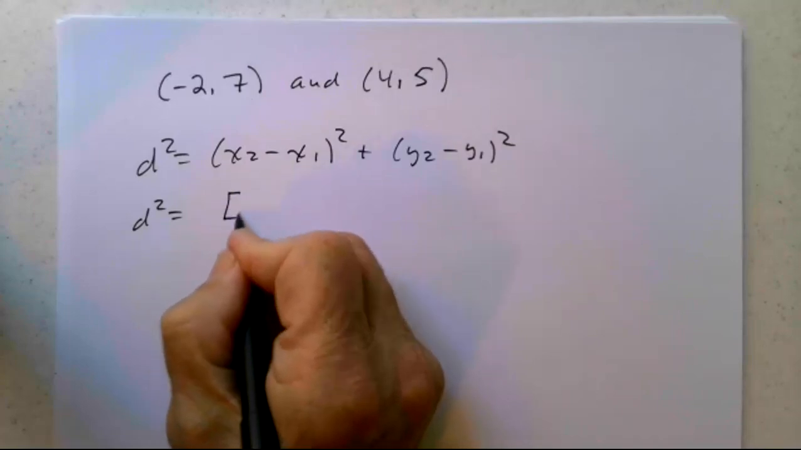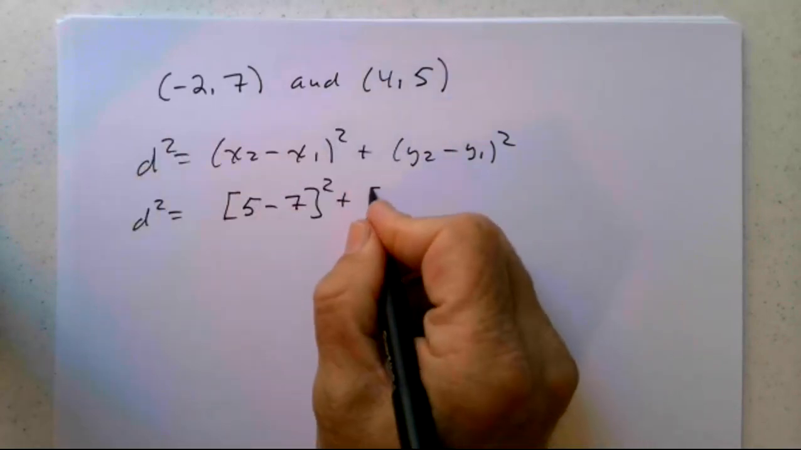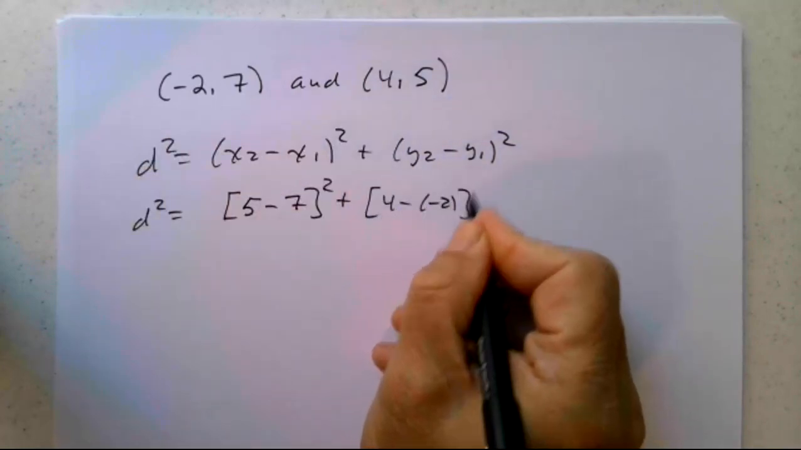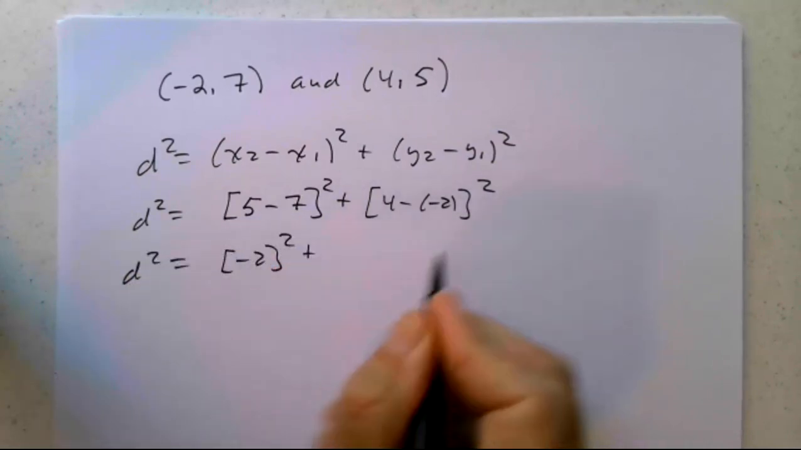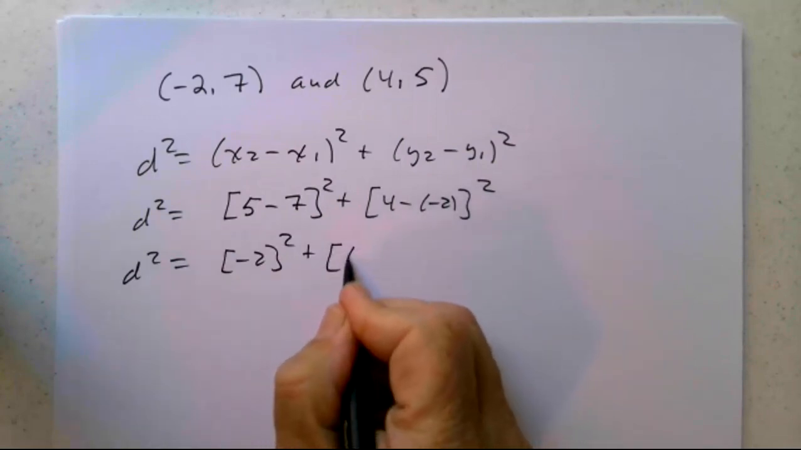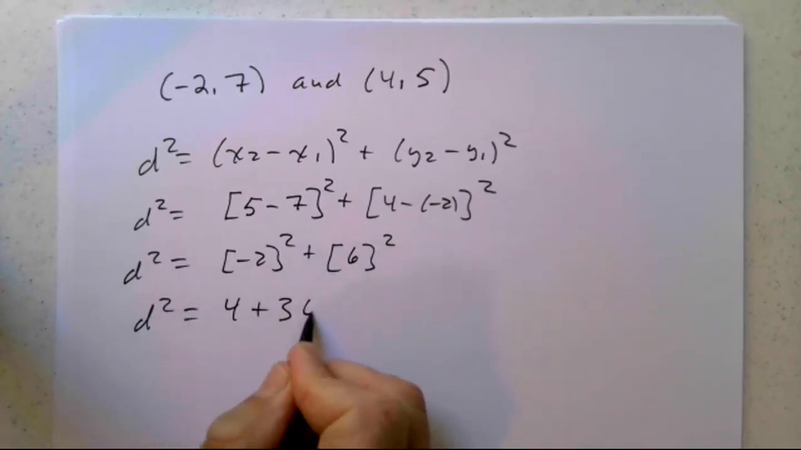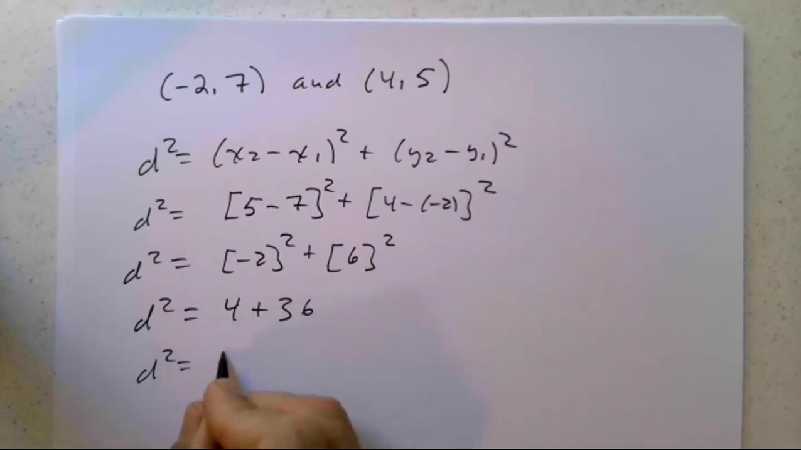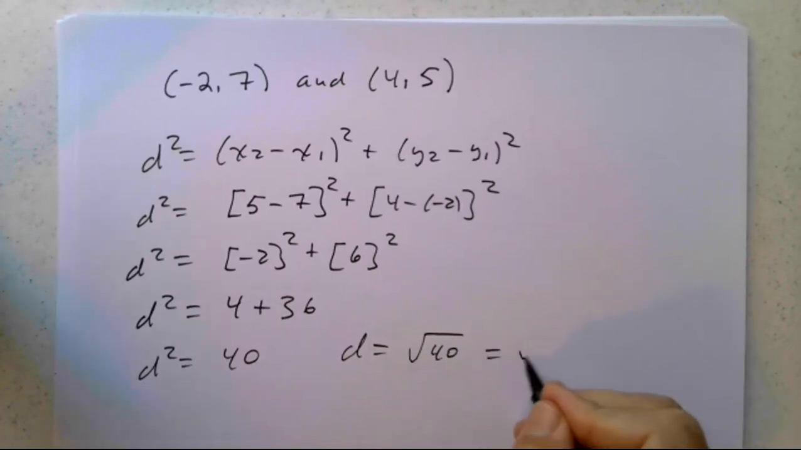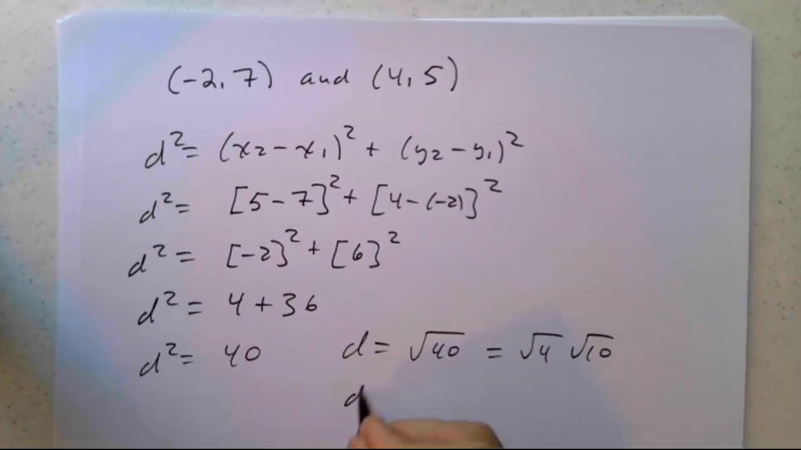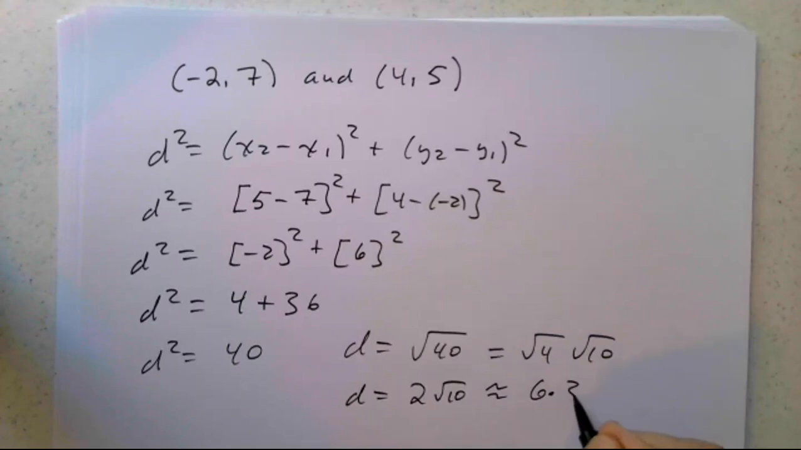Taking 5 minus 7 squared, that's your change in y squared, plus 4 minus -2 squared. So we get distance squared equals 5 minus 7, which is -2 squared, plus 4 minus -2, which is 4 plus 2, which is 6 squared. So distance squared is 4 plus 36. Distance squared is 40. So the distance is the square root of 40, as we saw on the previous page, which is root 4 times root 10. So distance is 2 root 10, or as we said on the previous page, approximately 6.32.